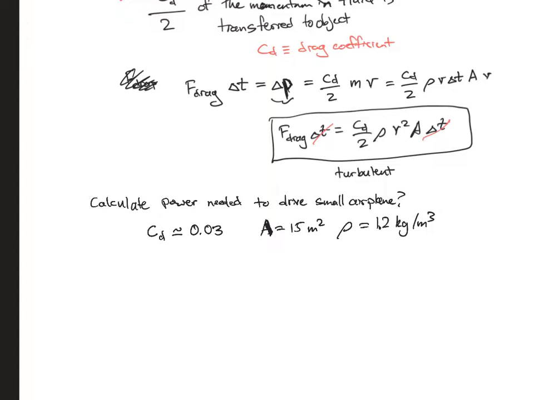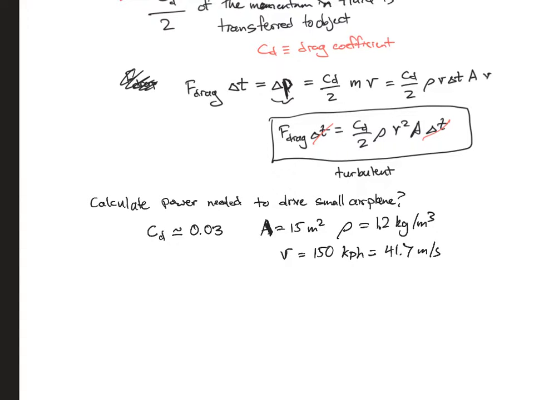And we're going to assume a velocity of 150 kilometers per hour. And I'll go ahead and do the conversion for you. That's 41.7 meters per second. So I want you now, on your own, to pause the video and try to work this all the way to the end, get a number in watts for the power that's needed to drive this. Okay.